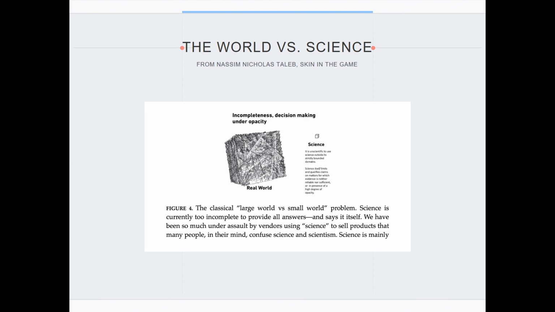And this is a diagram from his book about the world versus science. So there's the world on the left. You see this giant hairy thing. I would have made it a ball instead of a cube, but whatever. It's big, and it's hairy, and it's complex and complicated. It's a big mess. And there's science, this little tiny cube.